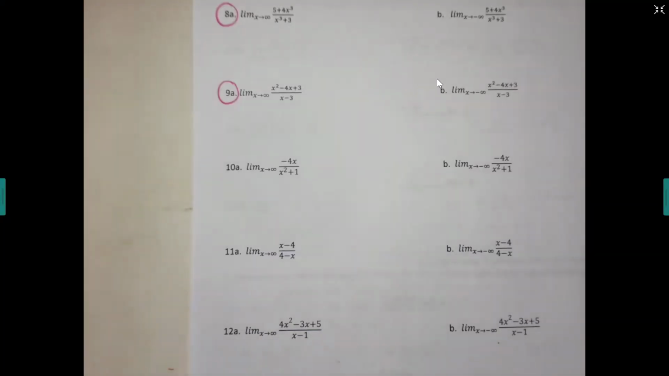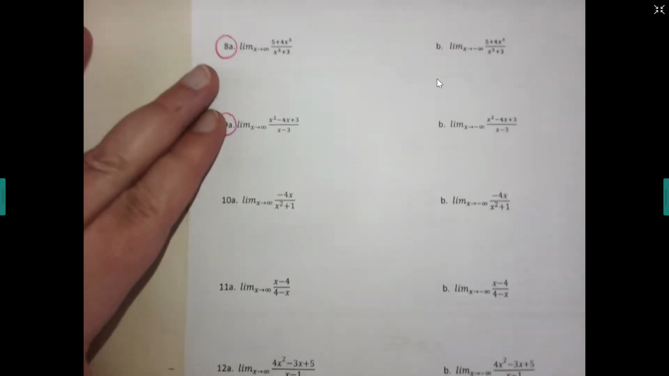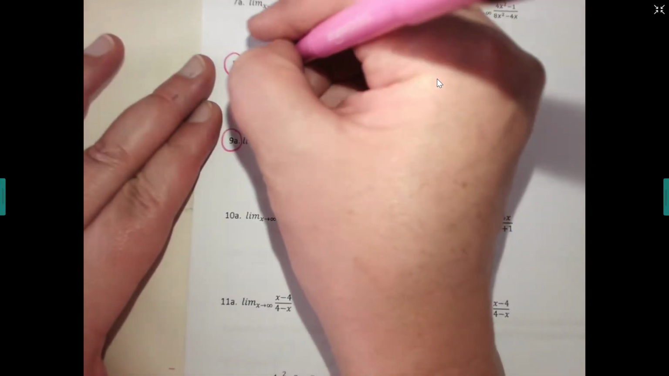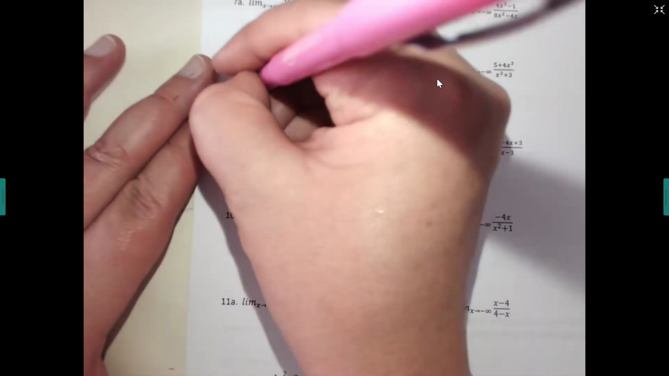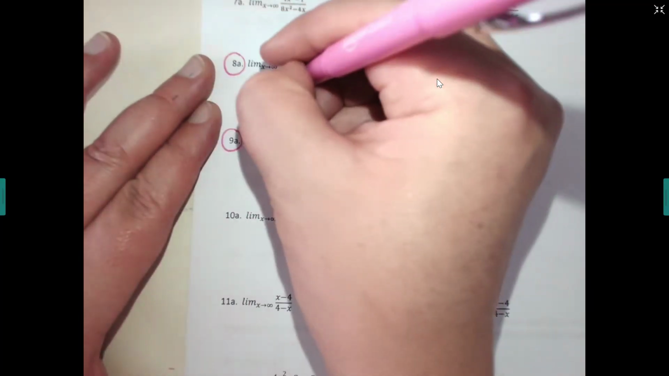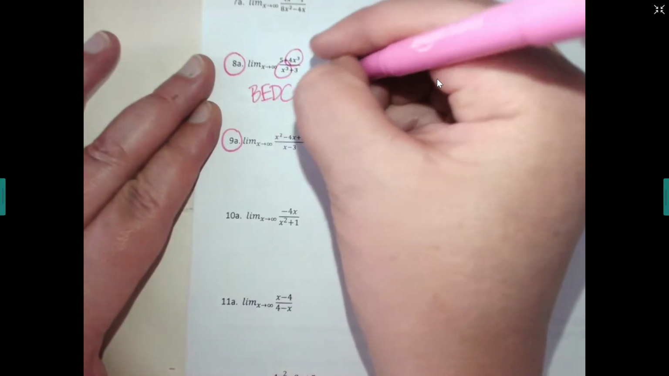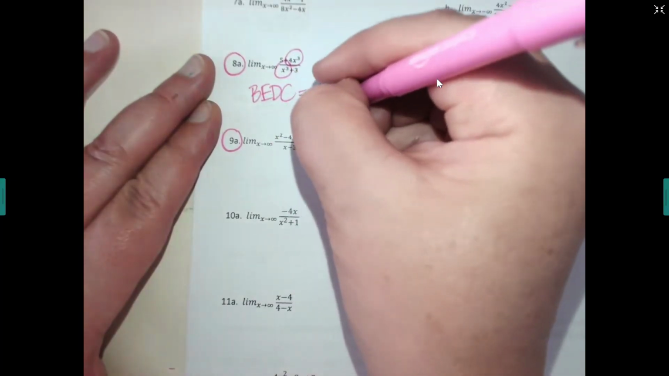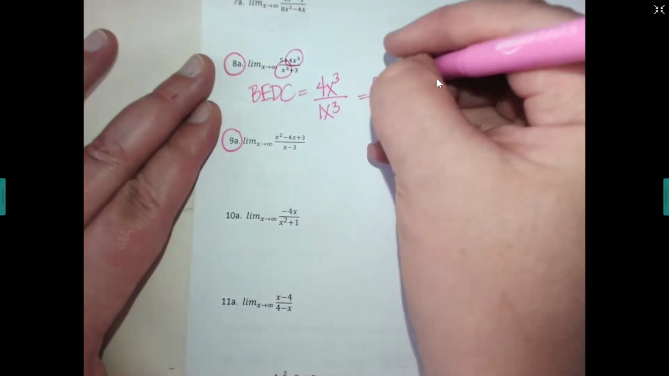All right, number 8, Bobo, Botan, or Betsy? Okay, it should be a Betsy. You have an x³ and an x³. Then you divide those front numbers. Okay, 4x³ divided by 1x³ should go to 4.